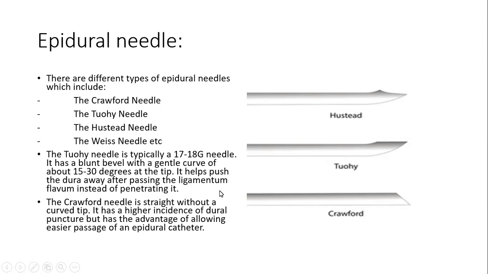The Crawford needle is straighter without a curved tip. Therefore, it has a higher incidence of dura puncture. But the advantage of the Crawford epidural needle is that it allows easier passage of your epidural catheter. You can see here sometimes passing your epidural catheter becomes difficult. You need some technical expertise for your catheter to pass through the Tuohy needle.